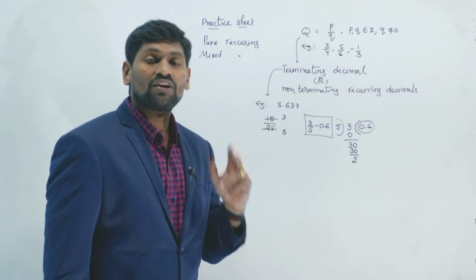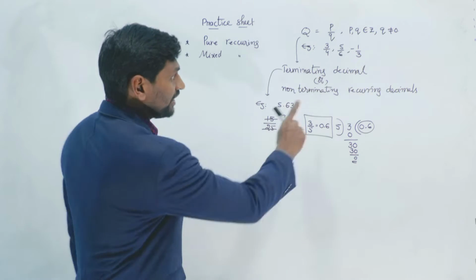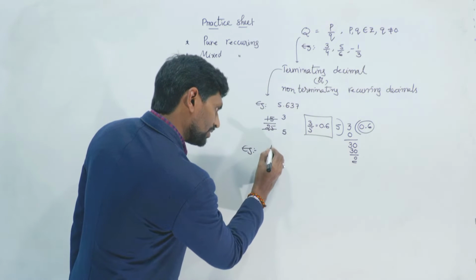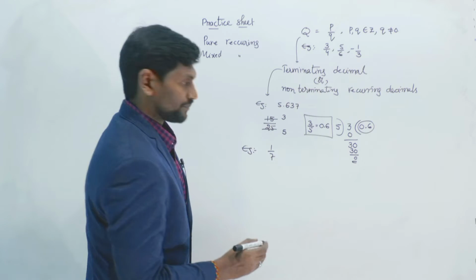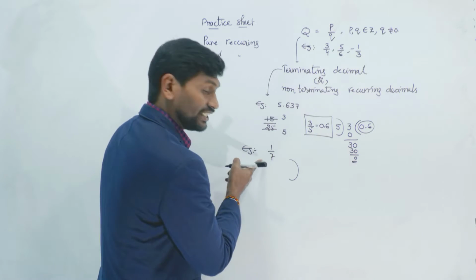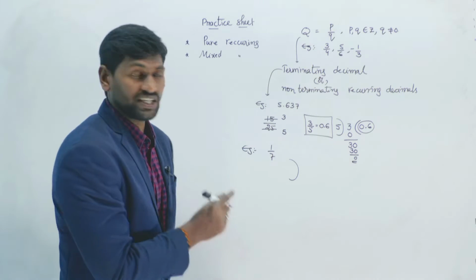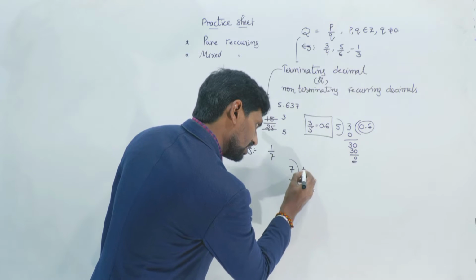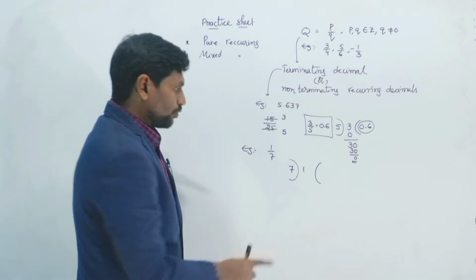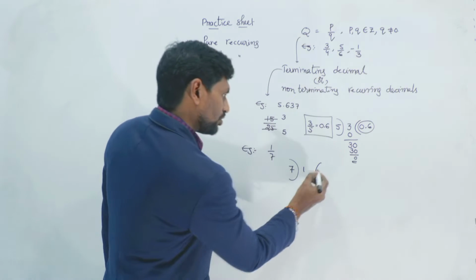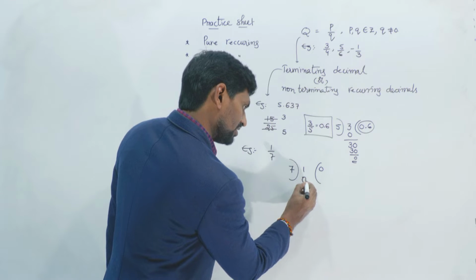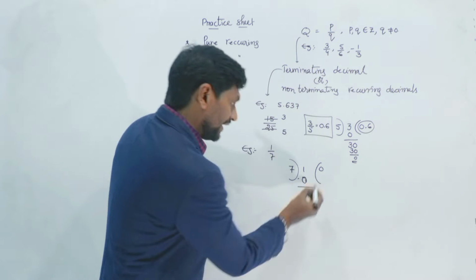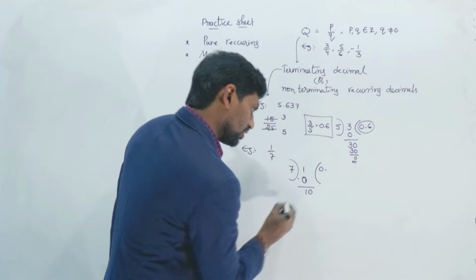Now, what are called non-terminating repeating decimals? Let us see. For this also I am taking one example here: 1 by 7. The denominator is always the divisor and the numerator will be the dividend. Now 1 is less than 7, so 7 zeros are 0, remainder 1. Take the point and put 0 here.